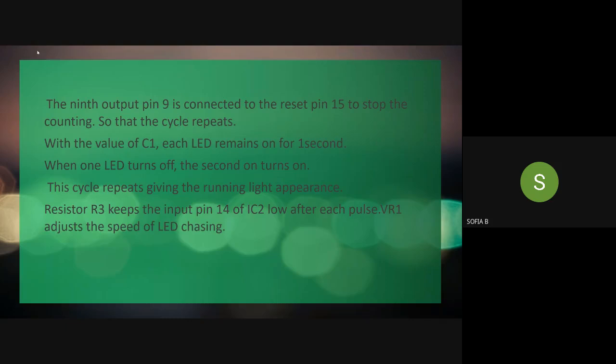With the value of C1, each LED remains on for 1 second. When one LED turns off, the second one turns on. This cycle repeats giving the running light appearance. Resistor R3 keeps the input pin 14 of IC2 low after each pulse. VR1 adjusts the speed of LED chasing.